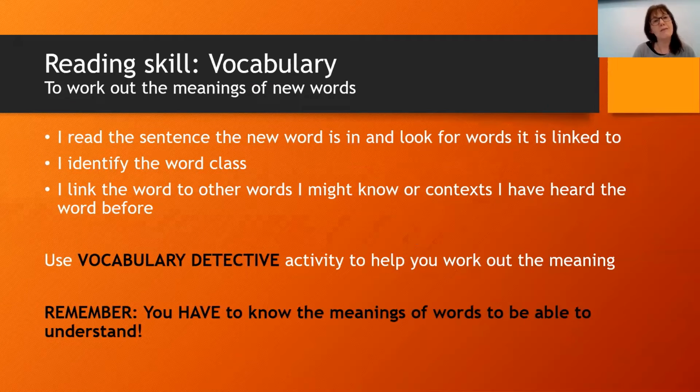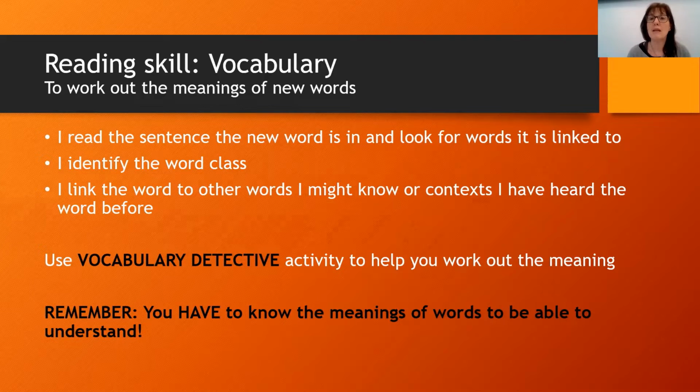So the reading skill that we're looking at today is vocabulary, and it's how to work out the meanings of new words or words that you don't know the meaning of. Okay, there are 3 main things that you can do. First of all, you need to read the sentence that the new word is in and look for words it's linked to in that sentence. So the words around it that give you additional clues to the meaning of that word.